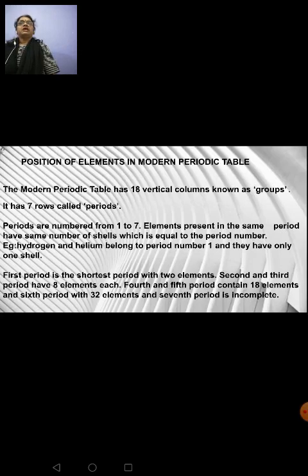Periods are nothing but the horizontal rows. So whatever is the period number, the elements coming under that period will have those many number of shells around them. Okay, so as you go down the periodic table, the shell number will start increasing. That means they all belong to different periods. Okay, elements falling under one group will belong to different periods. That we will learn when we are talking about groups.